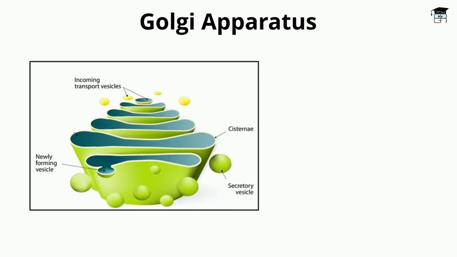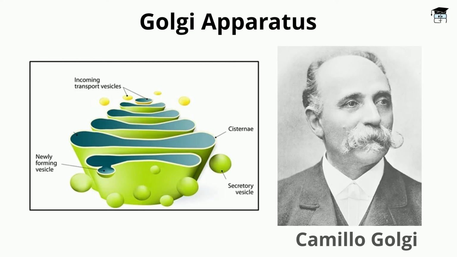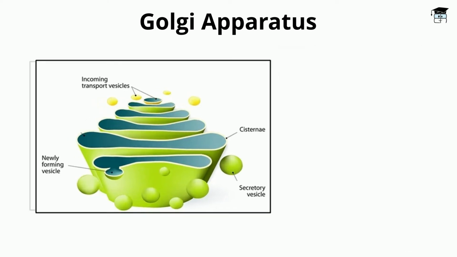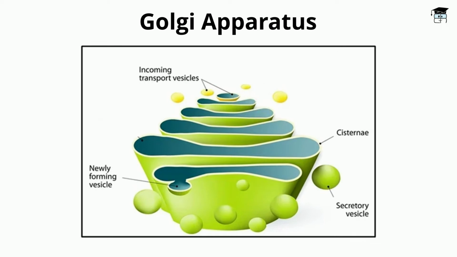Let's now explore the Golgi apparatus and its functions. The Golgi apparatus was first described by Camillo Golgi. It consists of a system of flattened sacs that are arranged approximately parallel to each other in stacks called cisterns. Cisterns are bound by membrane. There are various vesicles associated with Golgi apparatus, such as transport vesicles and secretory vesicles.